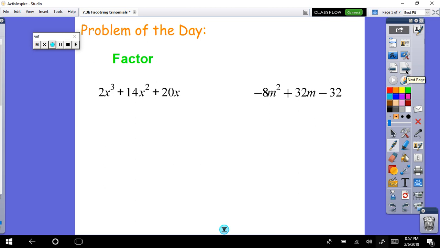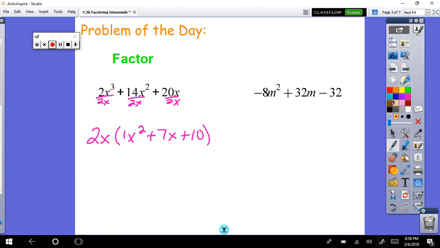So here's a couple warm-up problems to review greatest common factor and what we've looked at before. The greatest common factor between 2, 14, and 20, or the biggest number you can divide them all by, is 2. Now if you look at your variable terms, you have an x cubed, an x squared, and an x. The biggest x you could divide them all by is an x to the first power. So if I divide them all by 2x, I put that greatest common factor 2x up front, and then 2 divided by 2 is 1, x cubed divided by x is x squared. Here 14 divided by 2 is 7, x squared divided by x is just x, and 20x divided by 2x will be 10.